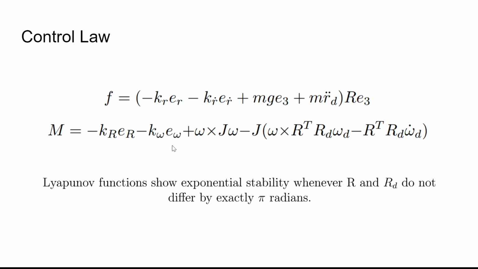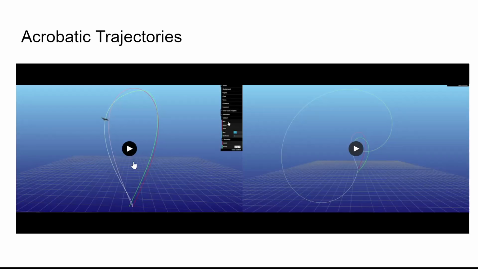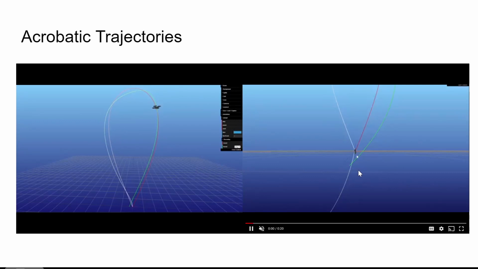These errors are carefully chosen so that I can prove exponential stability using Lyapunov functions over almost the entire state space. I show this proof in my report. With this control law, I can execute very dynamic trajectories, shown here with the red loop, and converge to the correct trajectory even with extreme errors.